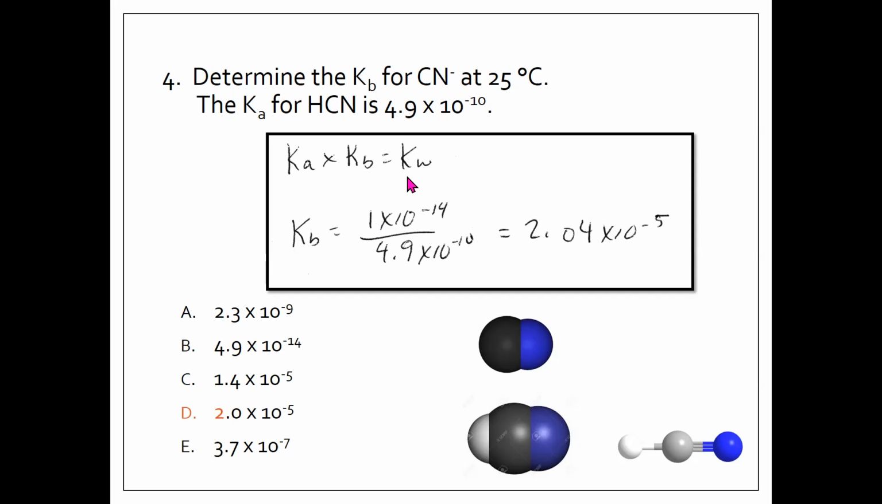So Kw is 1 times 10 to the minus 14th. They told us that the Ka is 4.9 times 10 to the minus 10. So this is how we're getting a Kb of 2.04 times 10 to the minus 5. So this is how we're getting D for this problem.